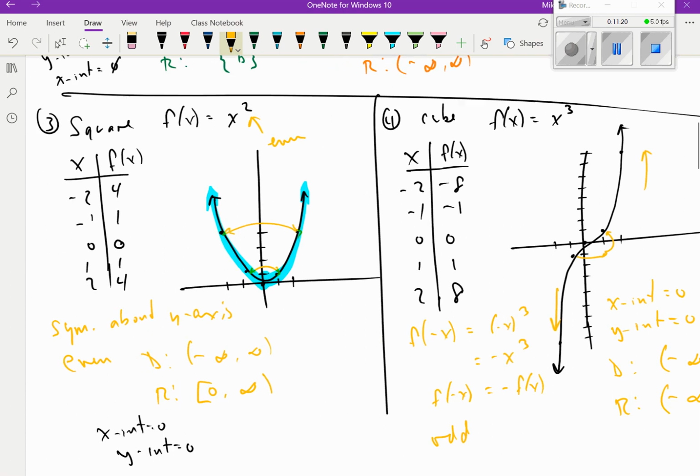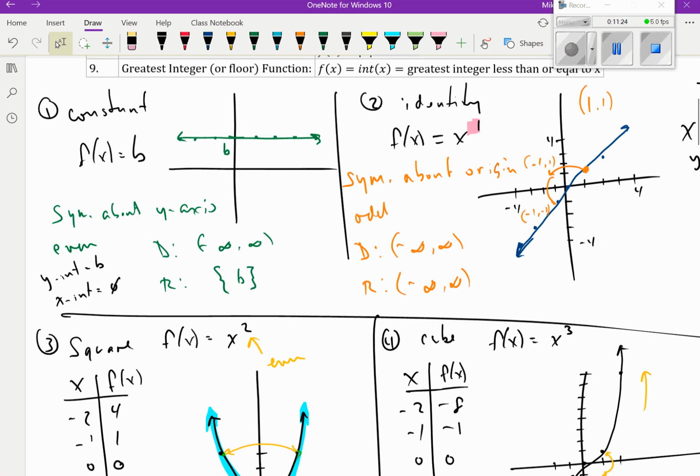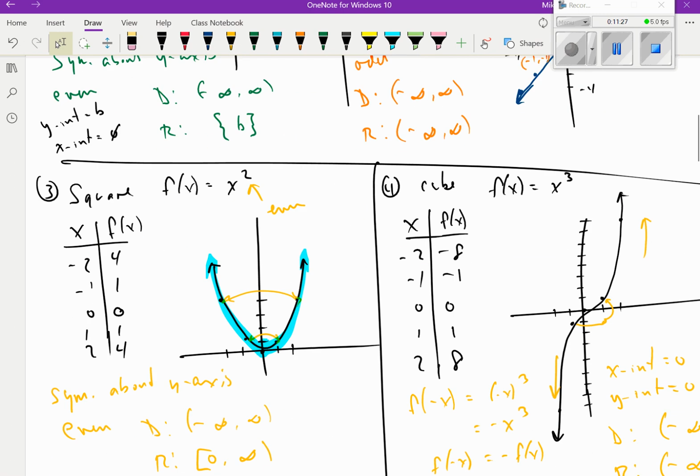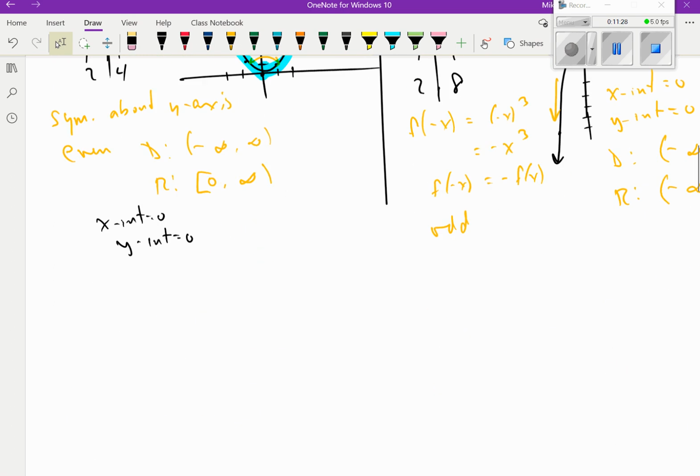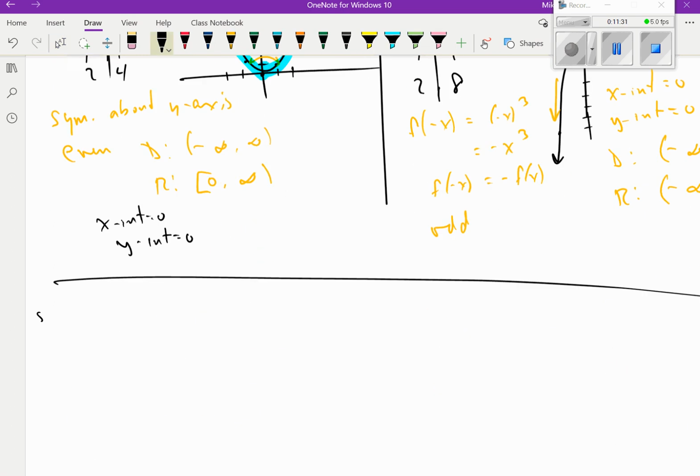Okay, so what do we have so far? We've got our constant, our identity, our square function, our cubic function. Let's see what else we have in here. Then we have our square root function. So we can say f of x is the square root of x.